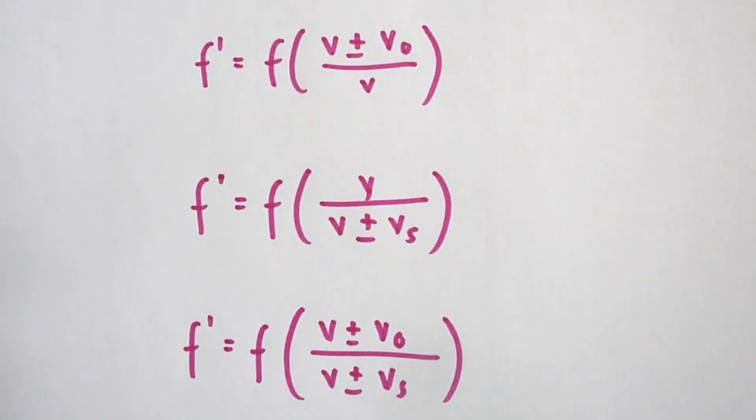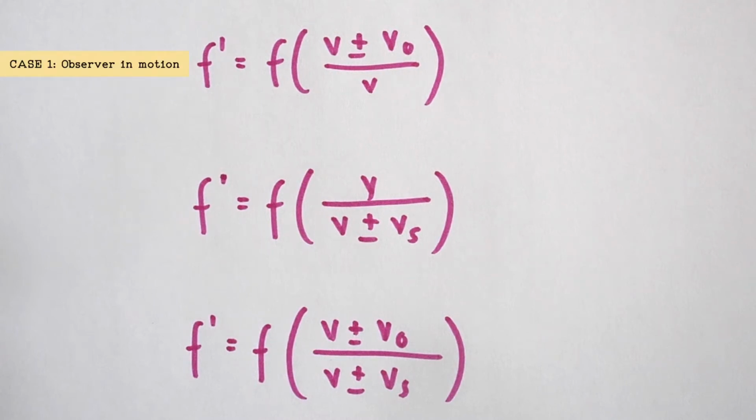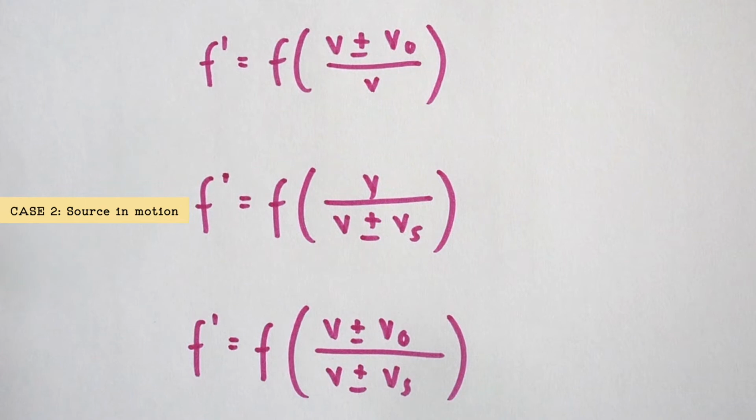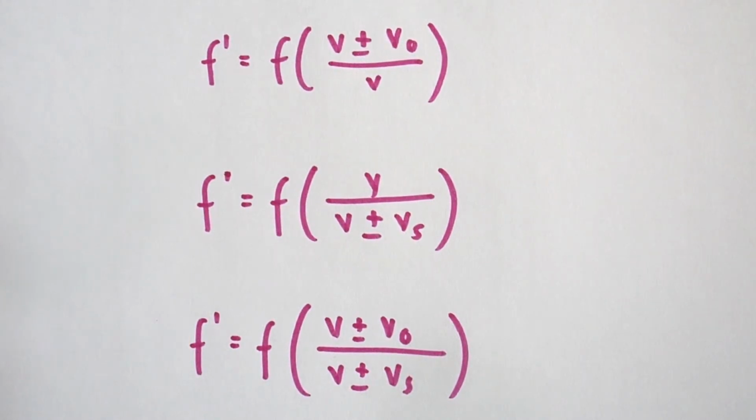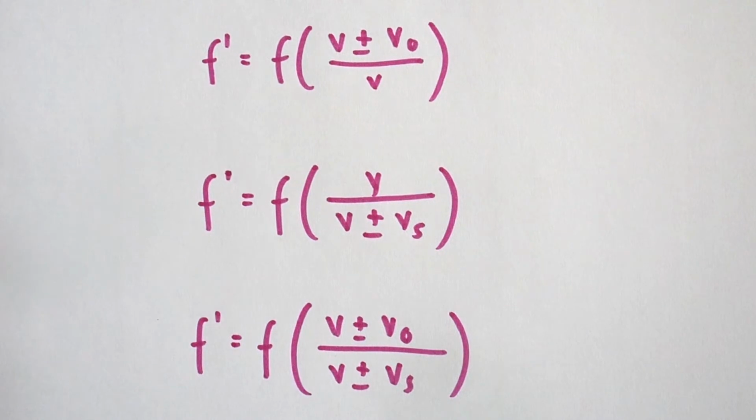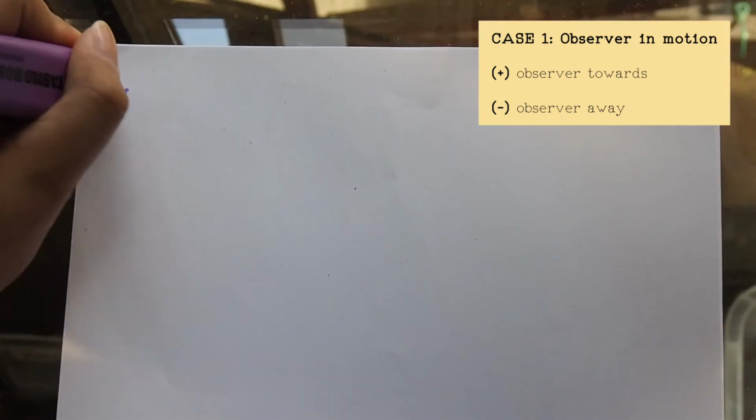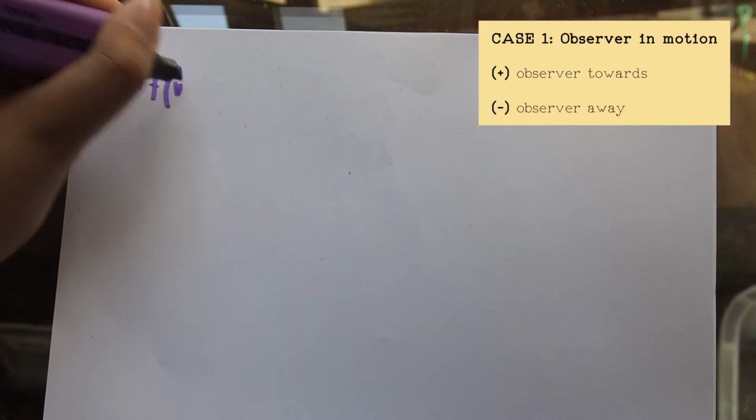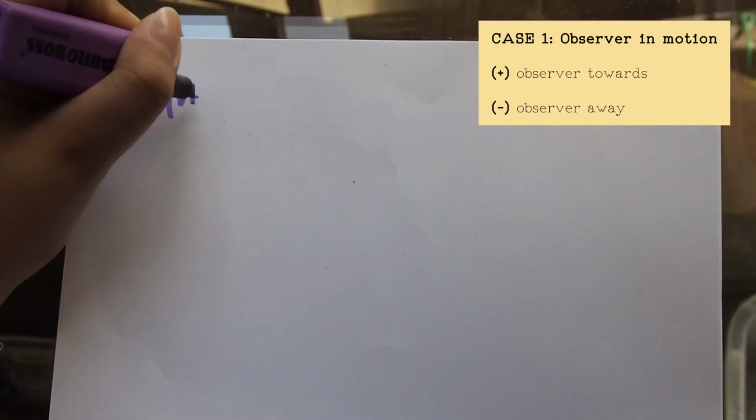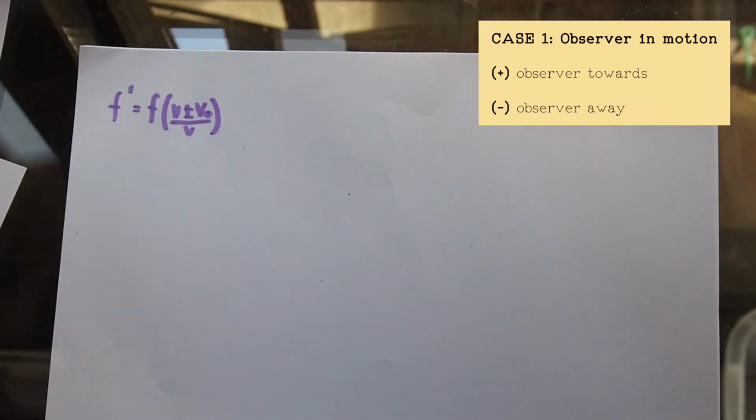There are three cases, or three formulas to choose from in the Doppler effect. The first one is when the observer is in motion, the second is when the source is in motion, and the third one is when the observer and the source are in motion. Since we have a problem that involves the observer moving, we will use case 1's formula, which is apparent frequency equals frequency of the source multiplied by velocity plus minus velocity of observer over velocity.